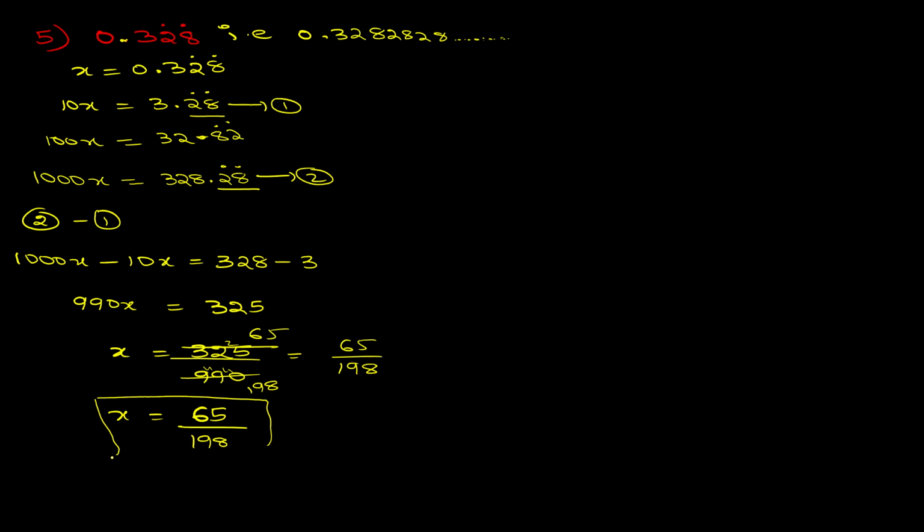65 over 198. So the main thing to be remembered while solving a recurring decimal is that each time you go on multiplying x by 10, 100, 1000, you see that the decimal part should be the same. The numbers after the decimal point should be the same. Only those two equations can be taken and solved as equation 1 and 2. And then you get the answer.